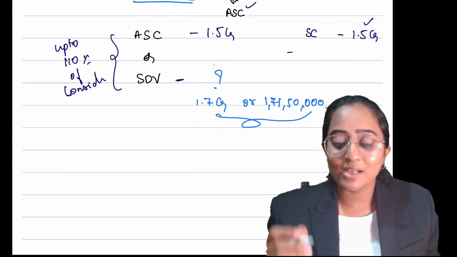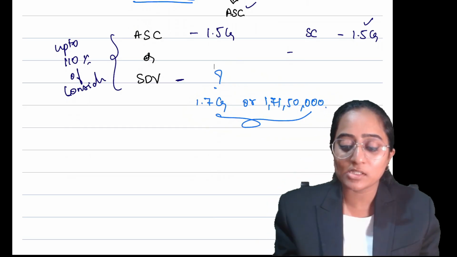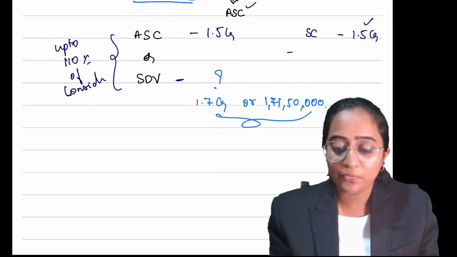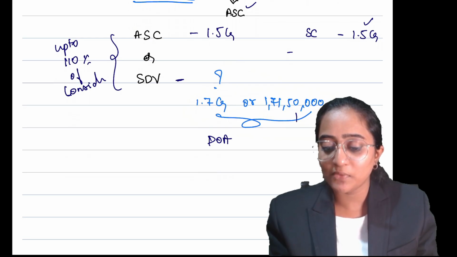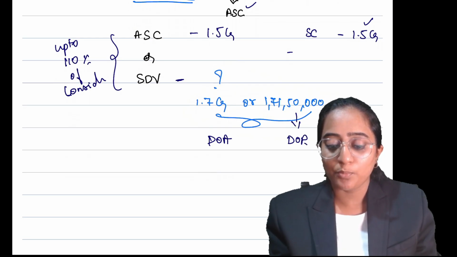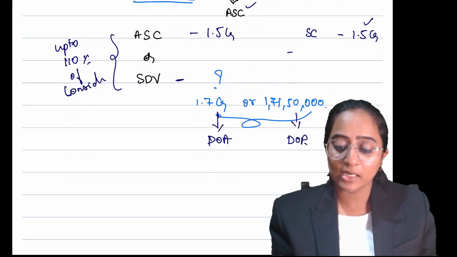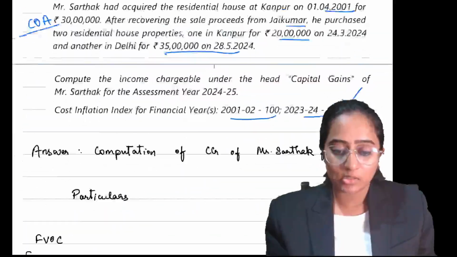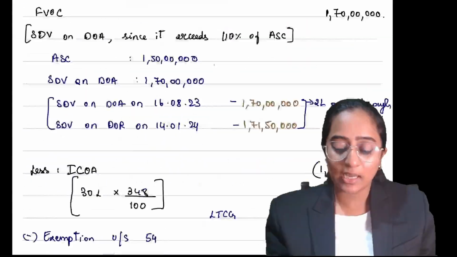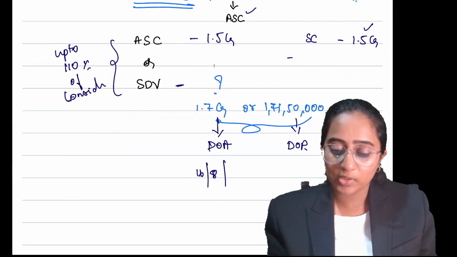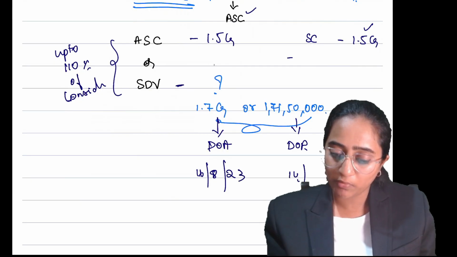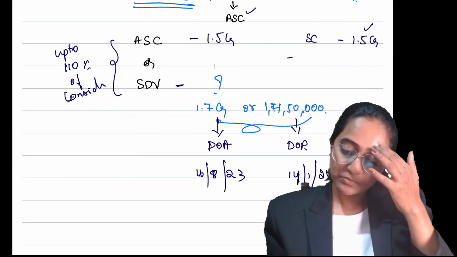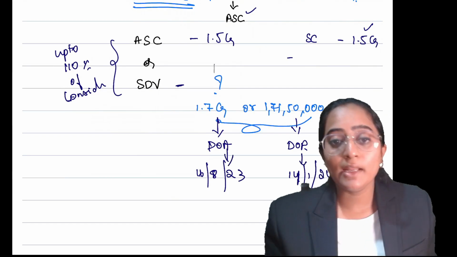The problem comes when the date of agreement SDV is different and the date of registration SDV is different. If both are on the same date, I don't have any problem. These are two different dates. This is 16/1. This is going to be 16/8. This is going to be 23. This is going to be 14/1/24. Two different dates.